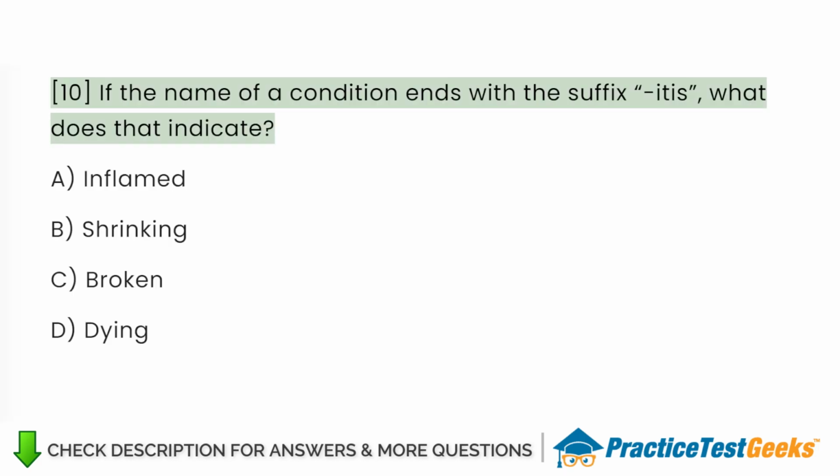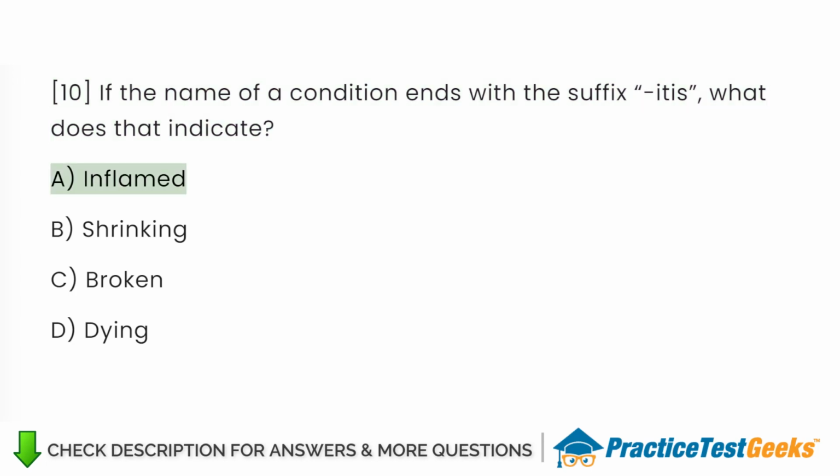If the name of a condition ends with the suffix -itis, what does that indicate? A. Inflamed, B. Shrinking, C. Broken, D. Dying.